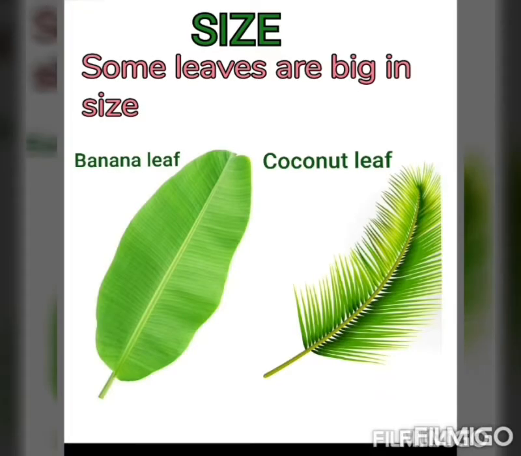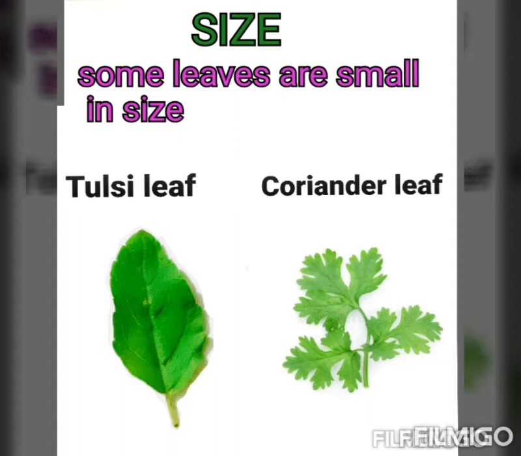Leaves are of different sizes. Some leaves are big in size, for example banana leaf and coconut leaf. And some leaves are small in size, for example tulsi leaf and coriander leaf.